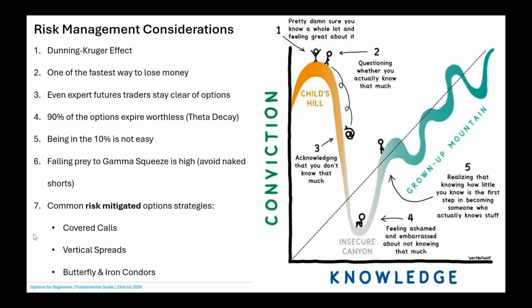Finally, butterflies and iron condors. Today's session is only 1 hour, so it's hard to cover all these different strategies. Here again, your downside risks are mitigated. These strategies, again, typically tend to be risk mitigated. Again, as you may notice, the word that I'm using is mitigated, not risk eliminated.